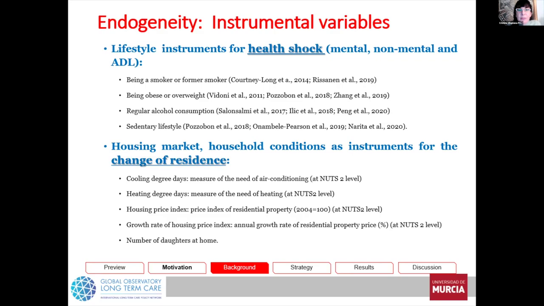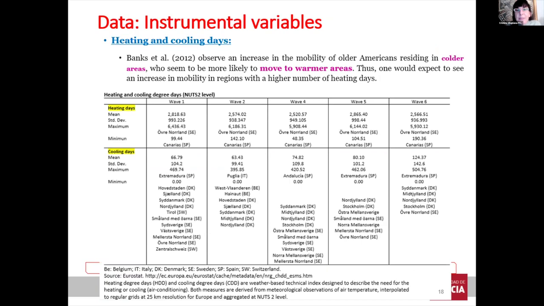And in this case, our proposed instruments are the cooling and heating degree days, which are very nice variables provided by Eurostat. This is an index that denotes the amount of air conditioning or the amount of heating according to the situation of your region. For example, in the case of Murcia, now we have 25 degrees, so it's clear that the necessity of heating is not really there, but when we have more than 40 degrees in June and July, we need cooling. Also, the housing price index, the growth rate of the housing price index, and the number of daughters at home. So, for example, in the case of the United States, they have observed that retired couples are more prone to move to warmer areas. So this is the rationale for including heating and cooling degree days.